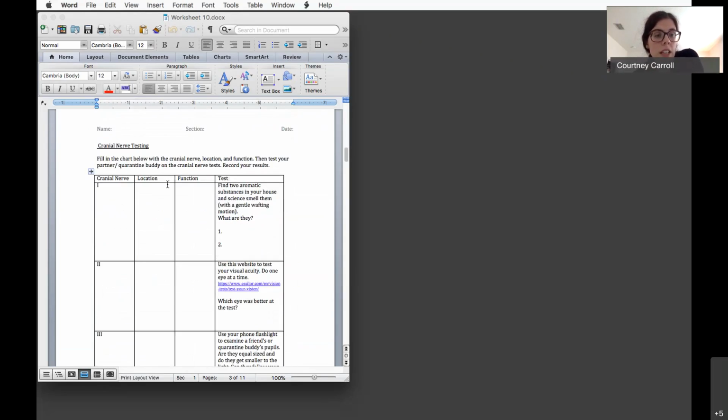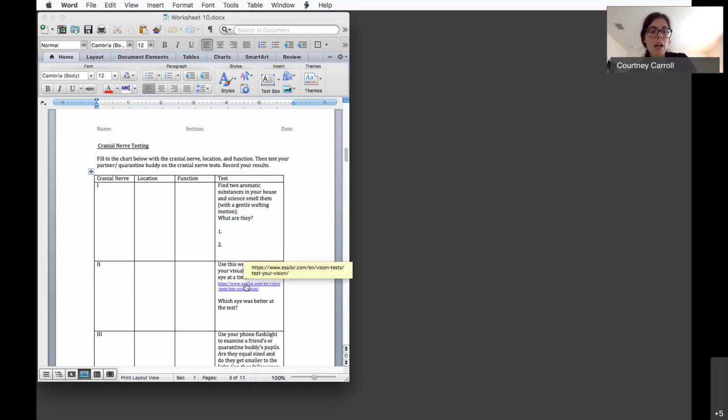Where it says cranial nerve, write the name: what do we call cranial nerve 1, for example; location, where does that nerve originate from and where does it go; and then function, what does that nerve do? Now, I want you to try and test some of the cranial nerves. For the first one, find 2 things around your house that you can sniff. Don't just sniff it, do a science sniff, a little wafting, okay?